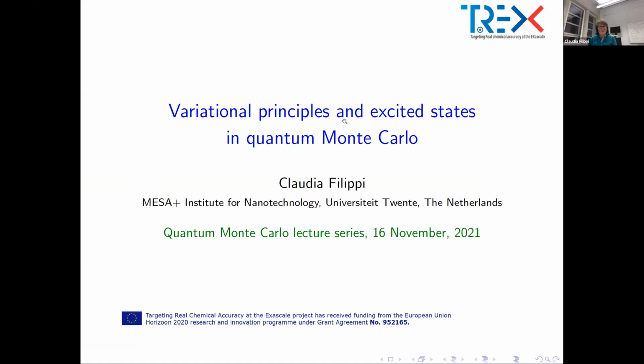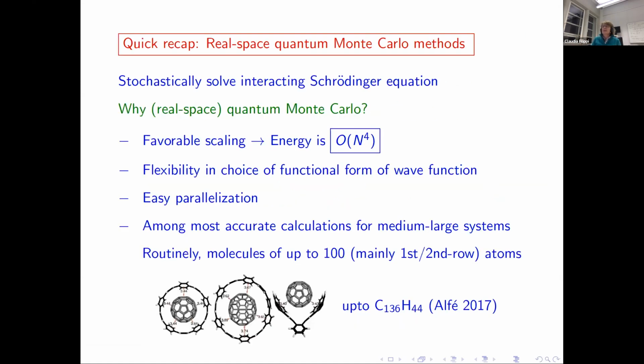Okay, so thank you very much for the invitation to speak. This is a lecture series. So I will present some work we've been doing on excited states and also discuss the optimization method and the variational principle. So a bit of everything. Okay, so first of all, I didn't know where I was entering in the series of lectures, so a quick recap of why we want to do quantum Monte Carlo in real space. That's going to be the focus also of my lecture.